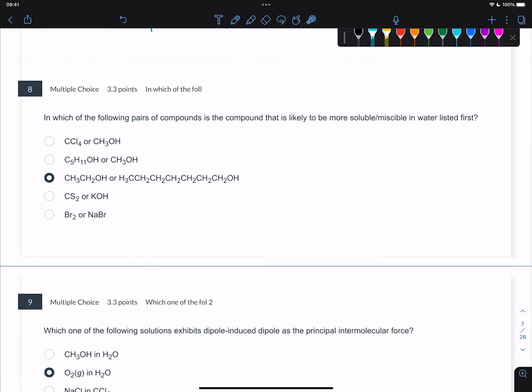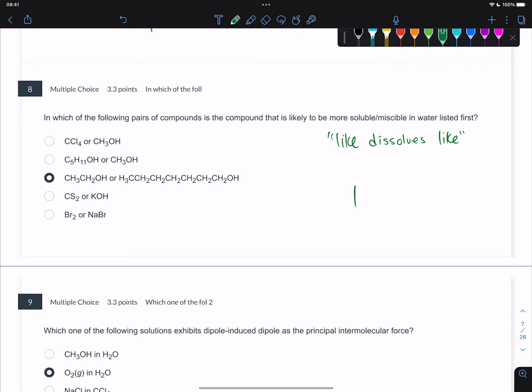Number 8, it says, in which of the following pairs of compounds is the compound that is likely to be more soluble or miscible in water listed first? Ugh, that's a lot of words. So, looking at this, we have carbon tetrachloride and methanol. Well, water, you may have heard the phrase like dissolves like. So, especially if you're going into some kind of health profession, you just need to recognize solubility, and that water is H2O. So it's going to relate to intermolecular forces, hydrogen bonding.